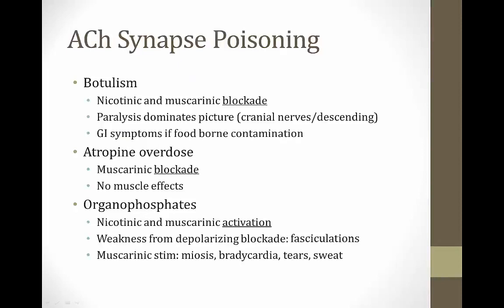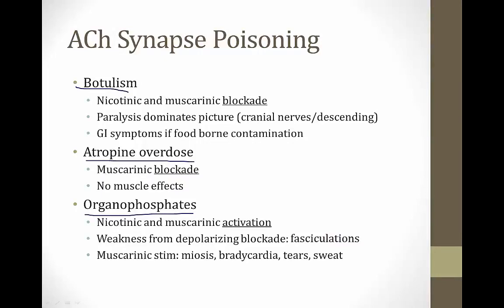So there are 3 conditions where you get poisoning of acetylcholine synapses. The first one is botulism, the second one is atropine overdose, and the third one is organophosphate poisoning. And they can all start to get confused in your mind. I know I sometimes struggle to keep them straight. So let me just review the 3 of them together and give you some tips as to how to sort them out, especially if you see them in board questions.